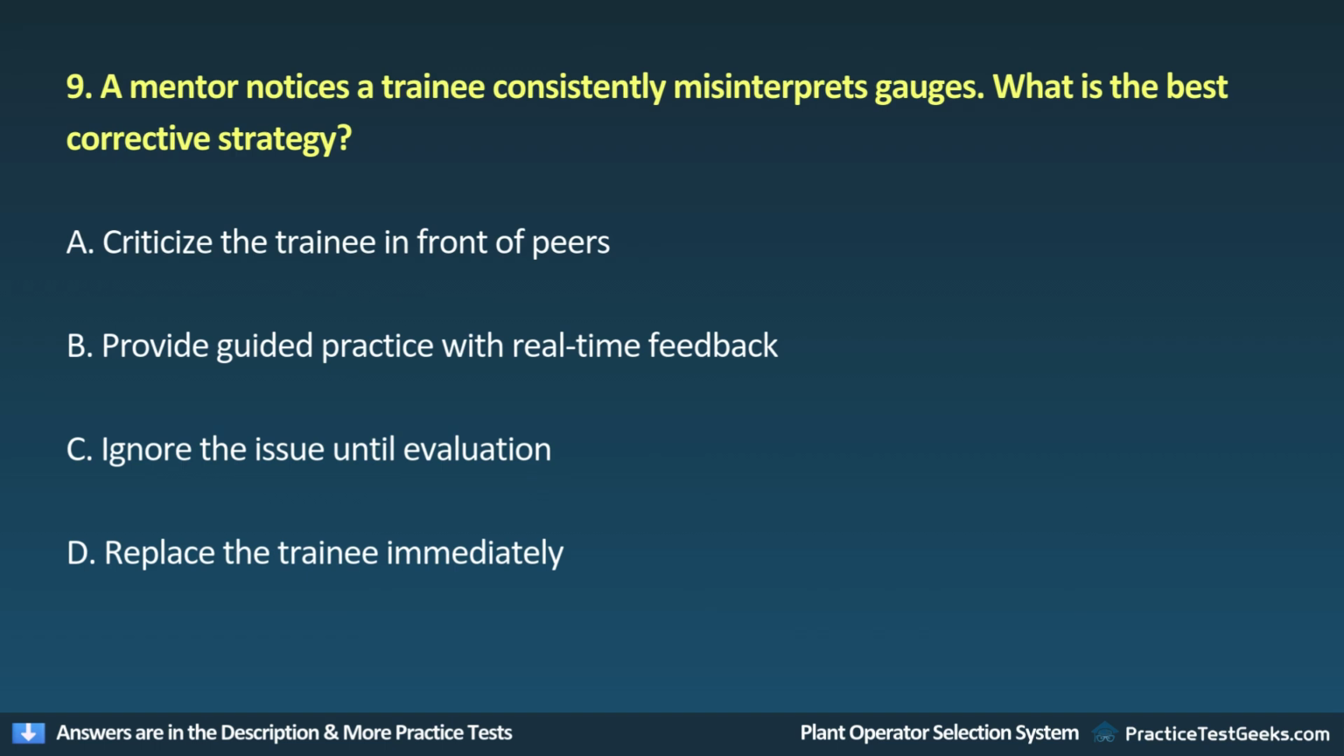9. A mentor notices a trainee consistently misinterprets gauges. What is the best corrective strategy? A. Criticize the trainee in front of peers. B. Provide guided practice with real-time feedback. C. Ignore the issue until evaluation. D. Replace the trainee immediately.